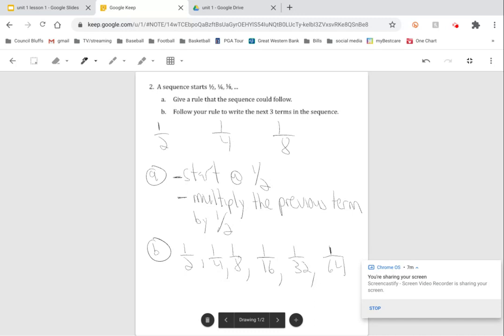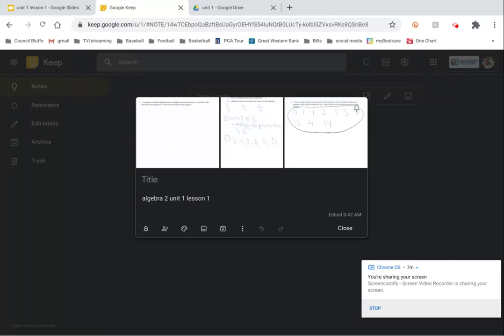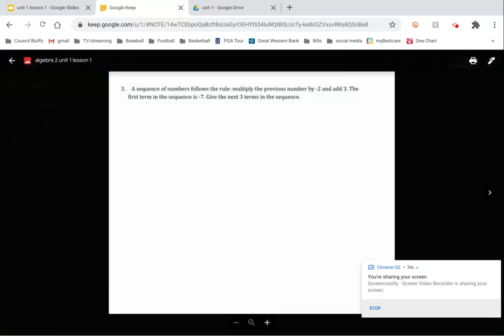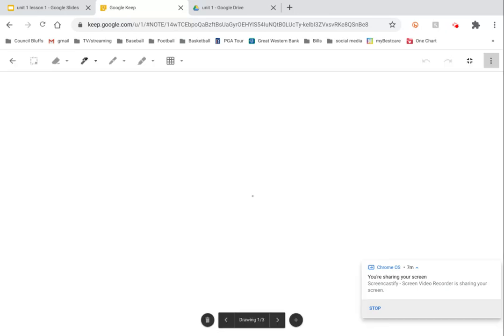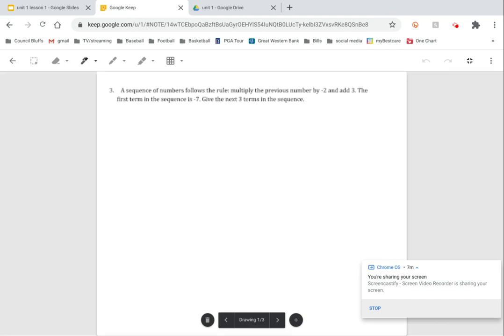So that is the next 3 terms of the sequence, and that is it for example number 2. Okay. Example number 3. A sequence of numbers follows the rule: multiply the previous number by -2 and add 3. The first term of the sequence is -7. Give the next 3 terms of the sequence.